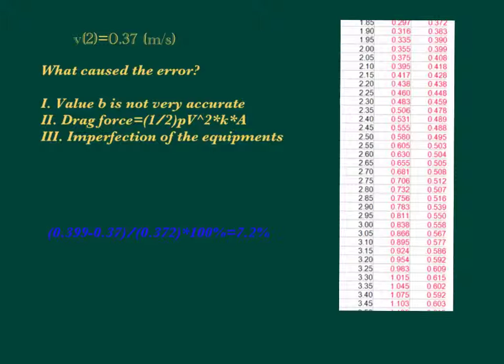First, the value b is not very accurate. We find the value of b by finding the terminal velocity. However, because of the imperfection of the equipment, the value b may not be perfectly accurate. Also, the second factor, which is also the most important factor among all, is the drag force. The accurate function for drag force is actually one half times rho, which is the density of the fluid substance, times velocity squared times the drag coefficient times A. A is the surface area. So as we can see in the drag force equation, the drag force is actually proportional to velocity squared, not directly proportional to velocity, and this is a huge factor in our results.